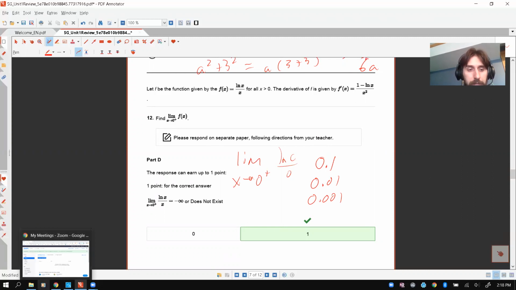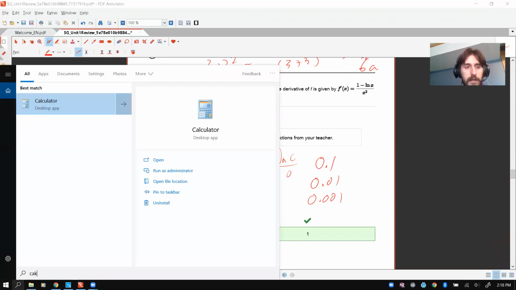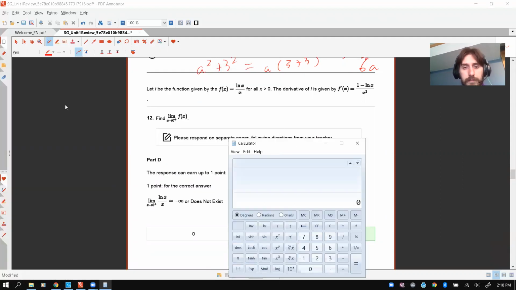And if you do that, let's just pull up a calculator really quick. Oops, sorry. So if we do 0.1 and take its natural log and then divide that by 0.1, you'll get negative 23.